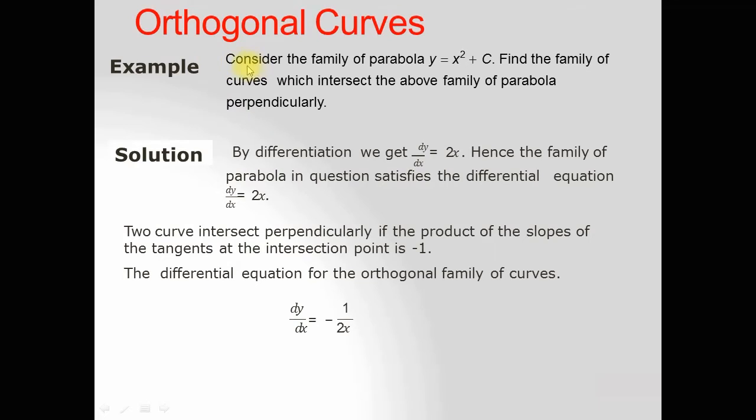Now let's move to an example. Consider the family of parabolas y is equal to x square plus c. This is the given equation of the given family of curves. Find the family of curves which intersect this family of parabolas perpendicularly. So in this question we have one family of curves and we are required to find the other, orthogonal family of curves.